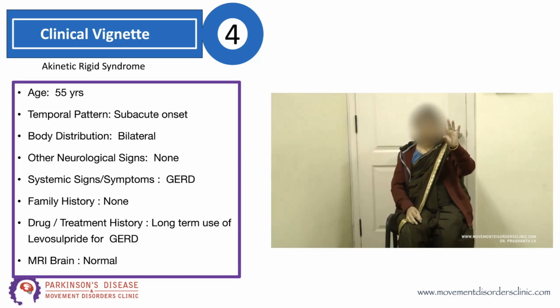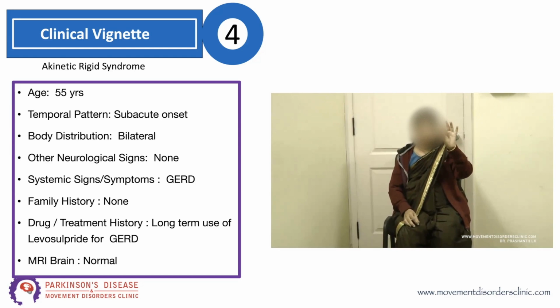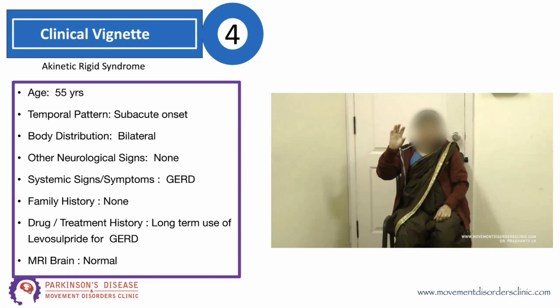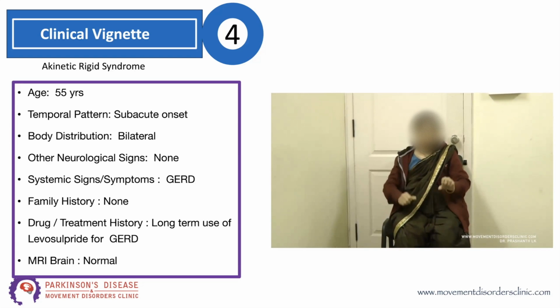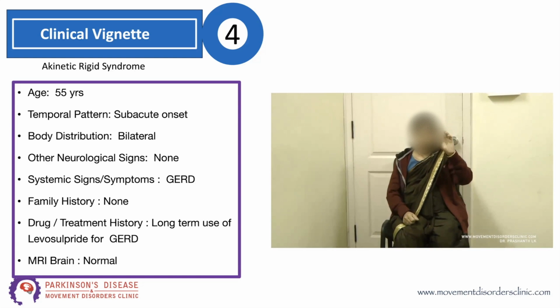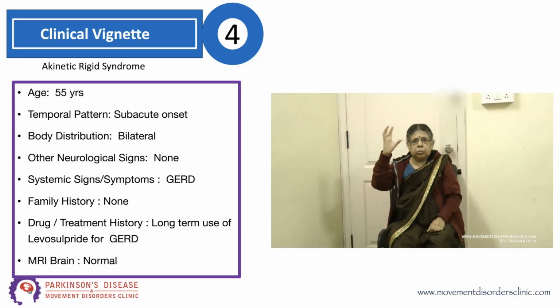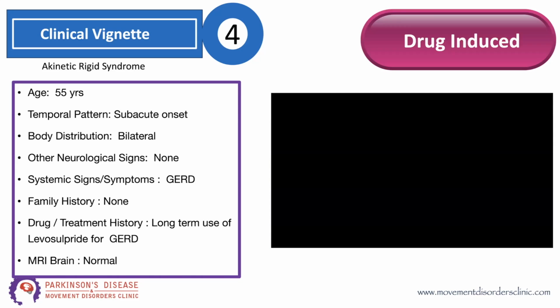As soon as you see a patient with Parkinsonism, it's very important to ask for drug history or treatment history. And many times people miss to tell about over-the-counter medication use, especially when it comes to antacids. In this patient, we know that this is more likely levosulpiride-induced Parkinsonism. So this is drug-induced Parkinsonism or drug-induced akinetic rigid syndrome.